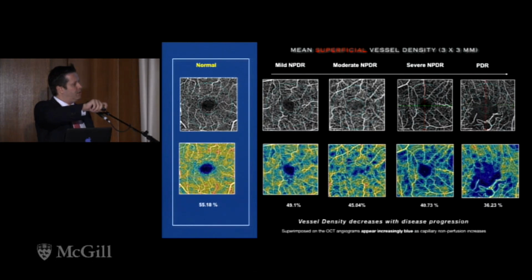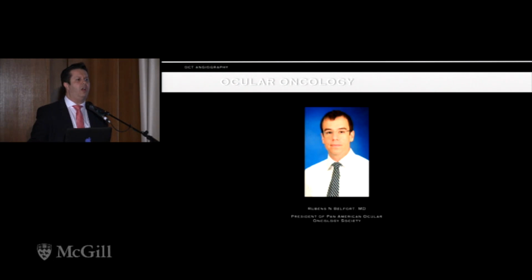This normal patient had a 55.5 capillary density in a 3x3 millimeter scan. So we decided to assess the mean superficial vessel density in a 3x3 scan in mild, moderate, and severe non-proliferative diabetic retinopathy and proliferative diabetic retinopathy. And what do we see here? As vessel density decreases, disease progresses. Numerically we have 55 compared to 36. And look at the lack of capillaries in the posterior pole and the macula. It's really great.